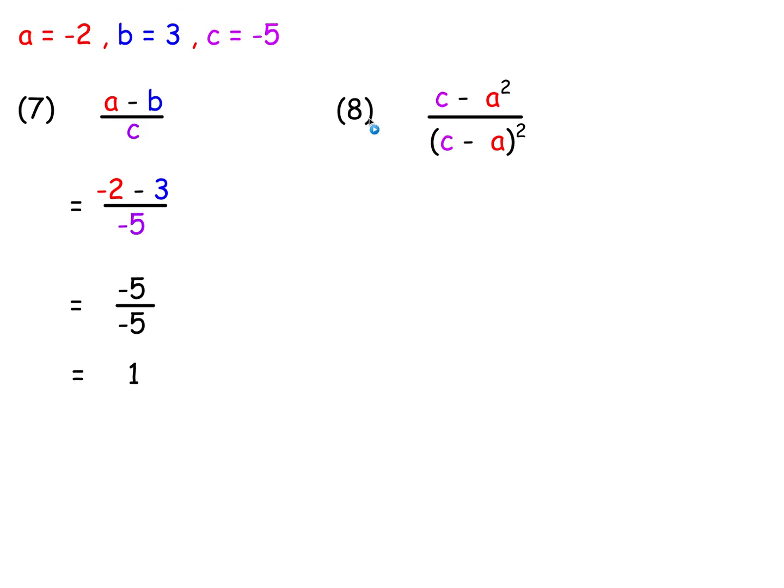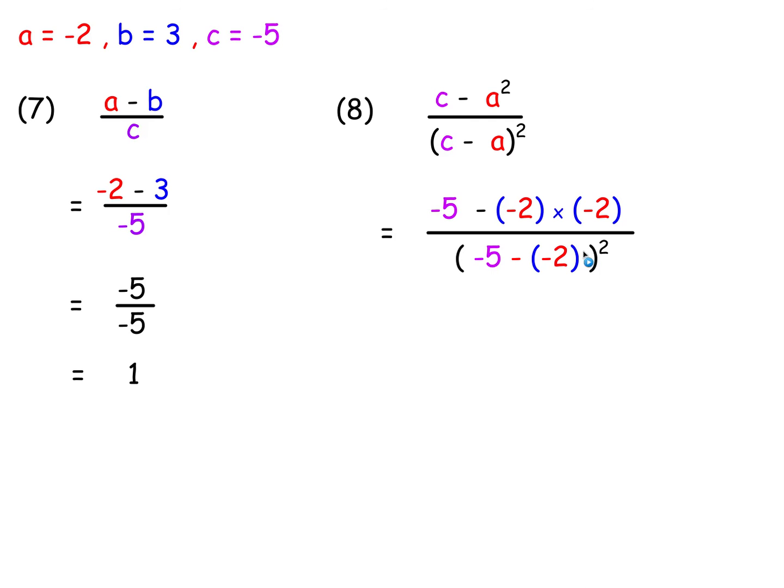Here, this is quite complicated. You've got the whole top line to work out. A squared means A times A. Work out the top line. You work out the bottom line, which is work out C minus A and square that answer. Now again, you could at the side work out the top line, work out the bottom line, and then put them in as a fraction. I've just put them all in here.